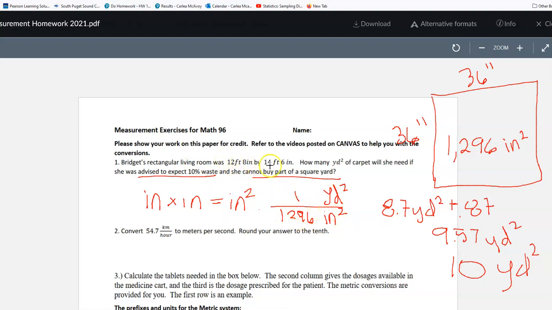If you were to change this into feet instead of inches, you could do that, but then you'd have feet squared, and that would be divided by 9 to get to yards squared.